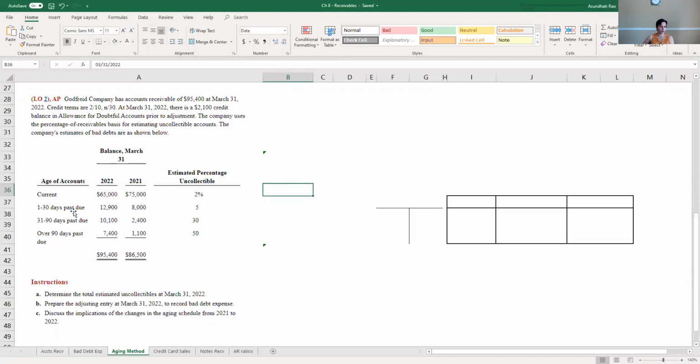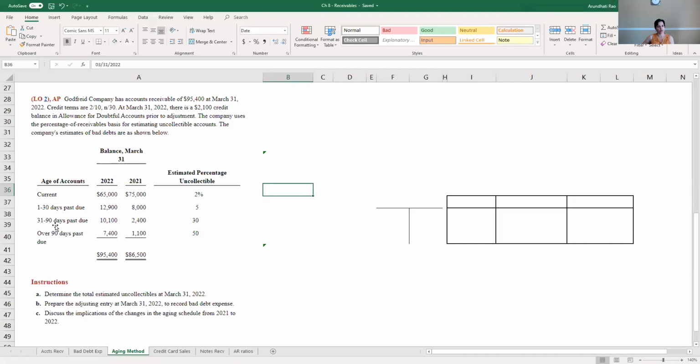Anything that's 1 to 30 days old has been put in the second category. It's $12,900. This may not be too worrisome. It could be checks in the mail. Maybe a customer forgot to mail the check. You send them another notice and they're going to send you the payment. It's not too much to be concerned about, but you need to follow up with them.